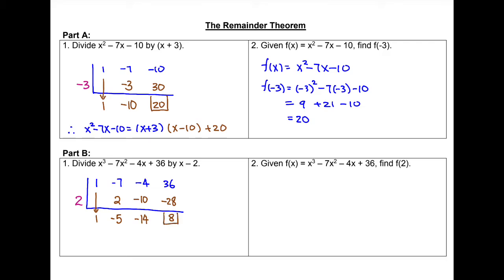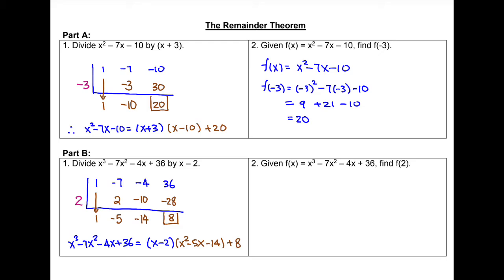Now let's make a division statement. We say x cubed minus 7x squared minus 4x plus 36 will become the divisor, x minus 2, times the quotient, x squared minus 5x minus 14, plus the remainder, 8.